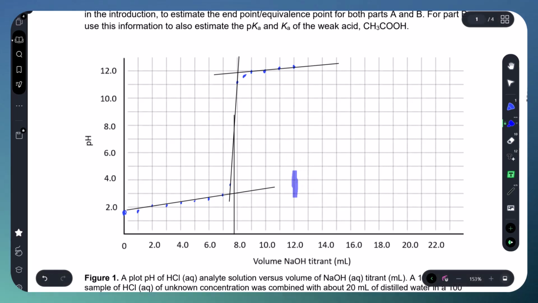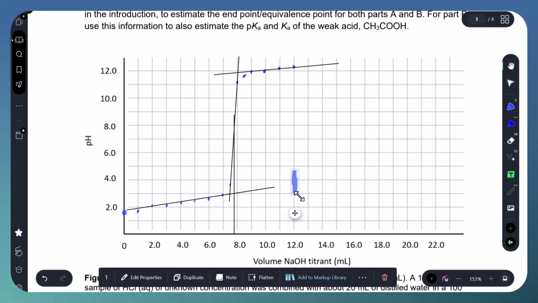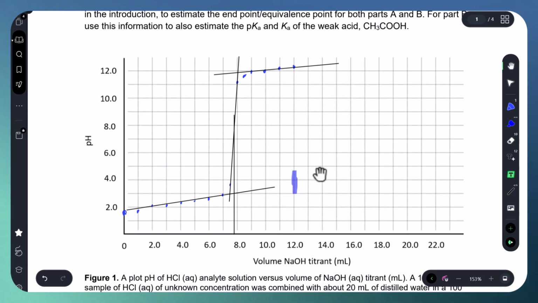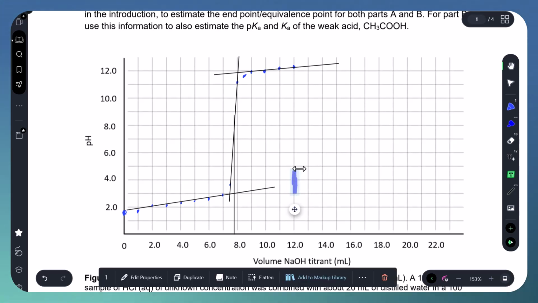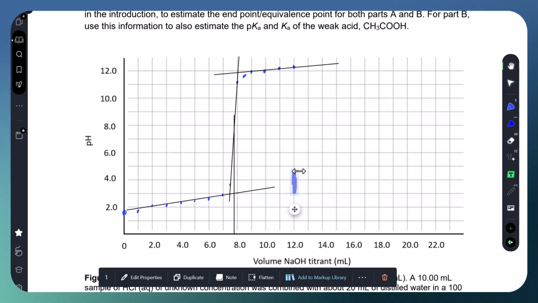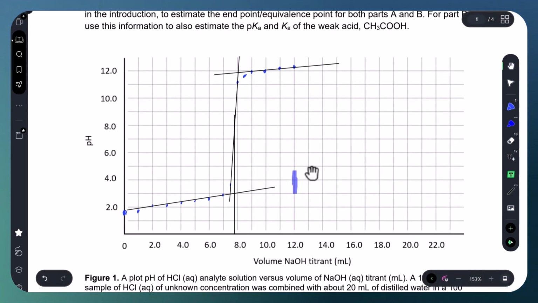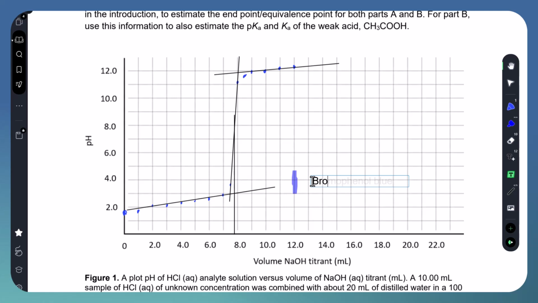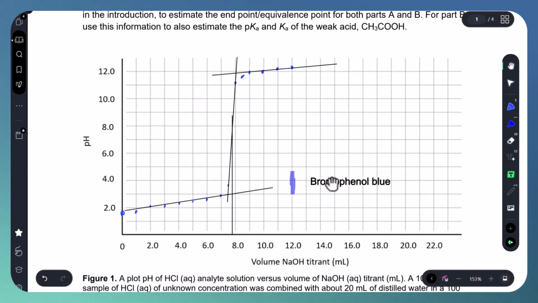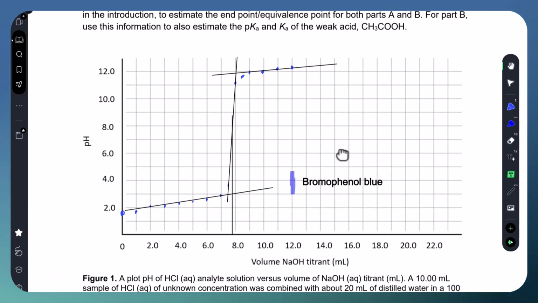Okay, so to adjust this, I want the range to more or less start at 3 and end at about 4.6. Maybe bring it down a little bit. Okay, so this is to indicate the range of my indicator, bromophenol blue. I can label this. So with my text, I'm just going to type in here, bromophenol blue. You should also do something similar for the bromothymol blue and the phenolphthalein.